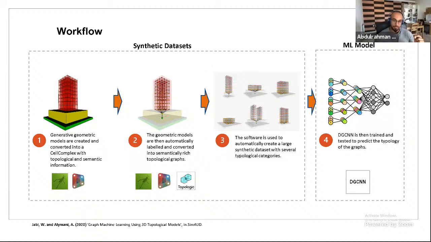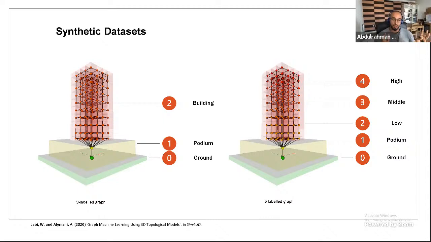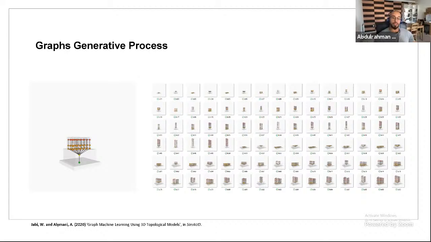The synthetic data set is labeled in two different ways: a three-label graph and a five-label graph. In the three-label graph, we label the ground, which is green, zero; the podium, which is yellow, one; and the whole building as one graph, which is labeled two. We can also do more labels, dividing the tower into three different labels: a lower, a medium, and a height part of the tower. So now we have five labels for the graph. Then we run the iteration and come up with 1,000 graphs from these geometries.